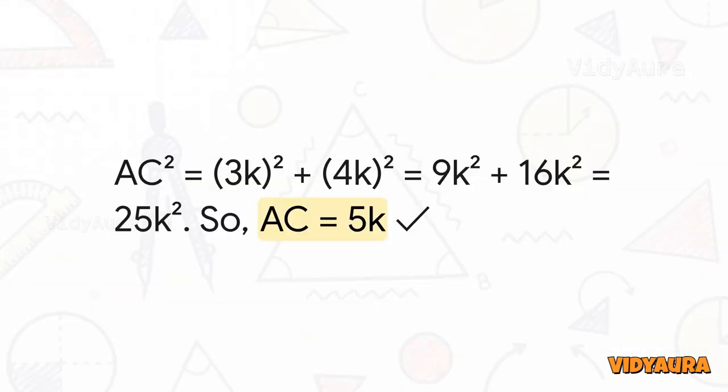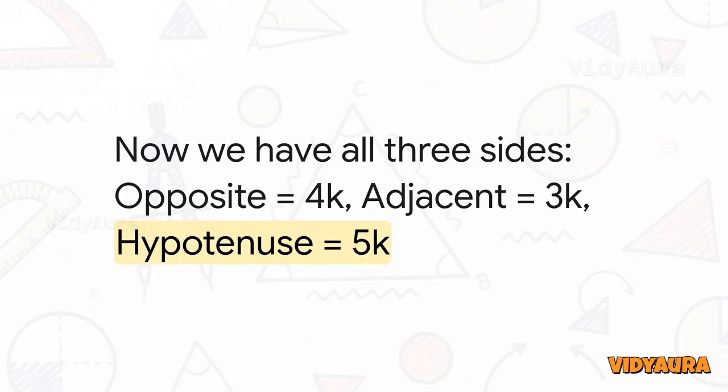The hypotenuse squared is equal to 3k squared plus 4k squared. That gives us 9k squared plus 16k squared, which adds up to a nice, neat 25k squared. We take the square root of that, and we find that our hypotenuse, AC, is 5k, a perfect 3, 4, 5 triangle. Fantastic. That was the hardest part.